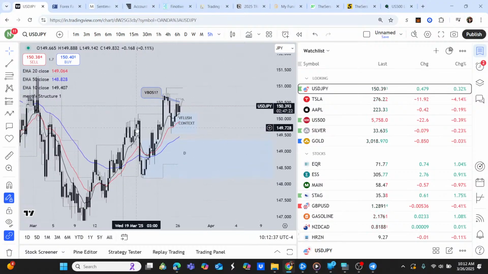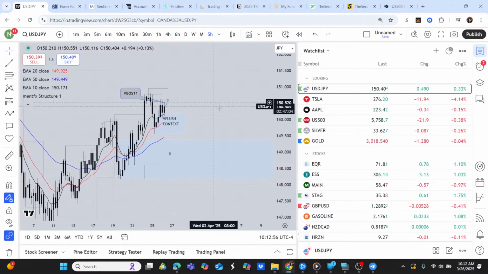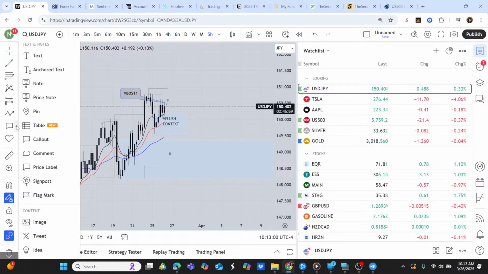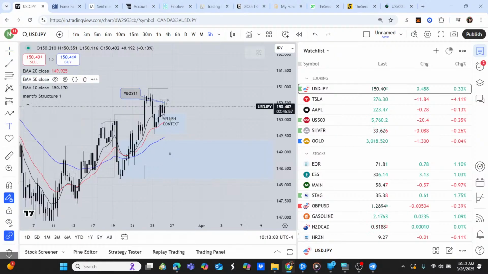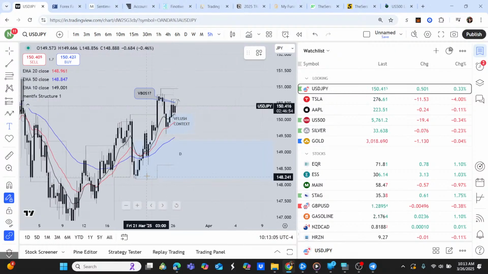So we have what I call a flush right here. We have the first break of structure, the second, and the third. As long as it's moving alongside the 10 and 20, it's still good. And you can expect 4 to 5 of those before we reflush down and restart again. So if I label this, since I got time to kill, we can call this the context flush.